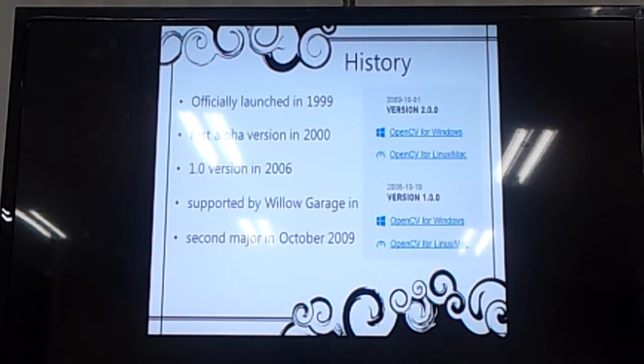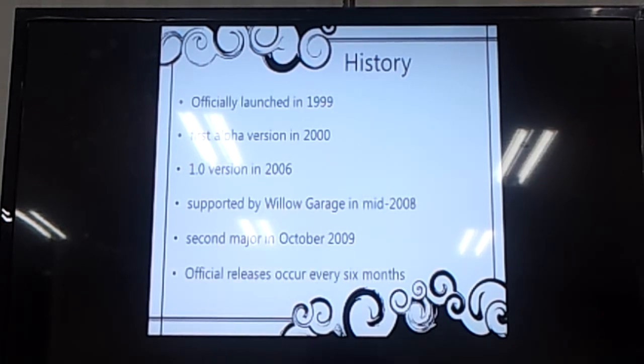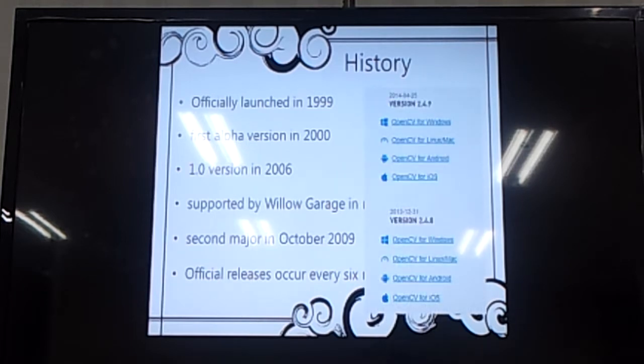This is the picture of the first and second versions of OpenCV, which you can find on the Willow Garage homepage and OpenCV.org. And the official releases now occur every 6 months, as you can see in the next pictures. First picture, April 25, 2014, and for that, December 31, 2013.